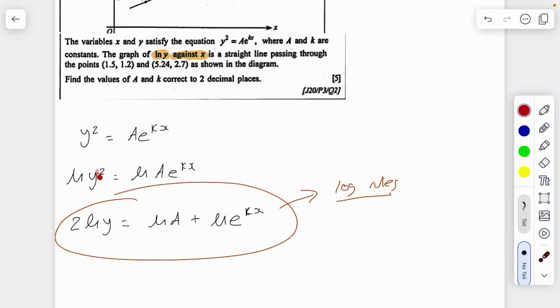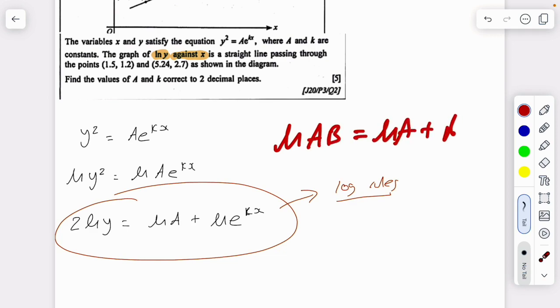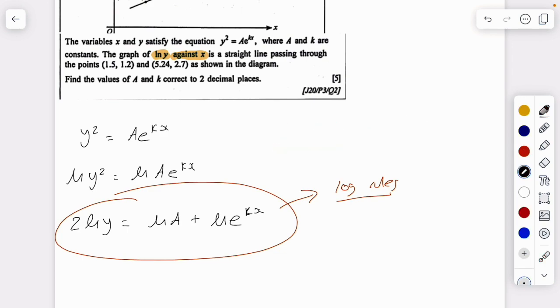Remember, we've got the squared here. We're going to bring that down, so we get 2 ln y. Remember that rule. And then also, for ln a e to the kx, it's basically from the rule that ln ab is equal to ln a plus ln b. So that's what we're going with here.